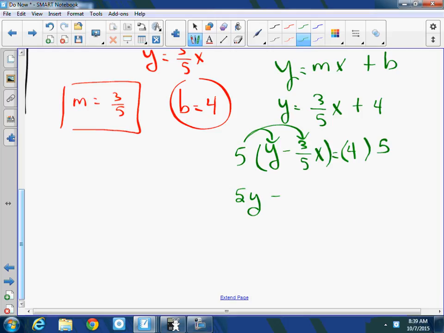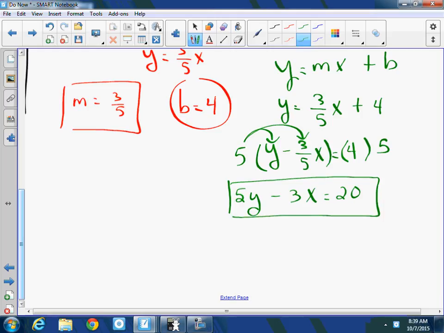All that happens is that the 5s cancel out. That's all you're doing when you're multiplying by the denominator. You're canceling the denominator, right? So that would be minus 3x, and then 4 times 5 would be 20, and whoo, I finished. After all that work. Because that's what I want, right? Standard form.